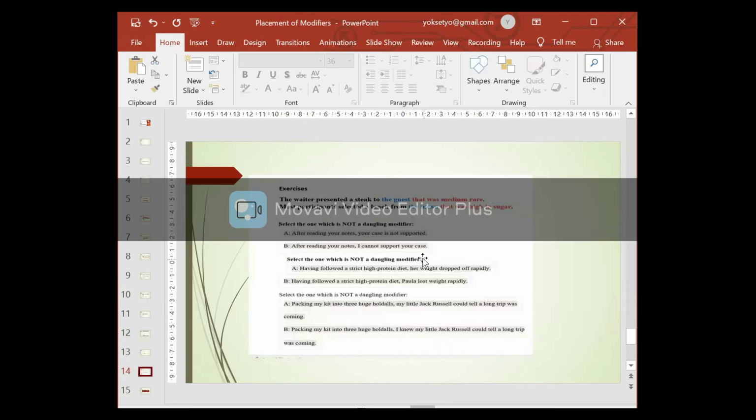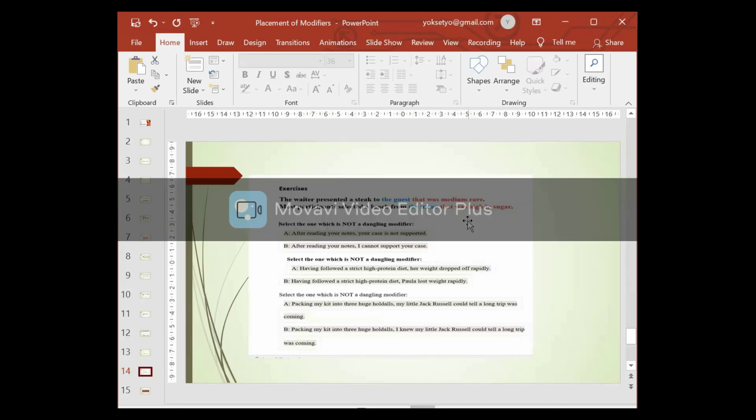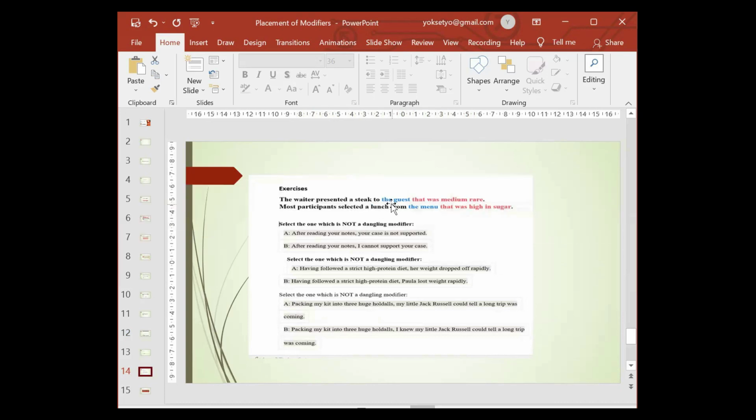Now we come to the exercise. Correct the sentences. The waiter presented the steak to the guest that was medium rare. What do you think? Can you correct the sentence? The waiter presented a steak to the guest that was medium rare. What is the correct sentence?